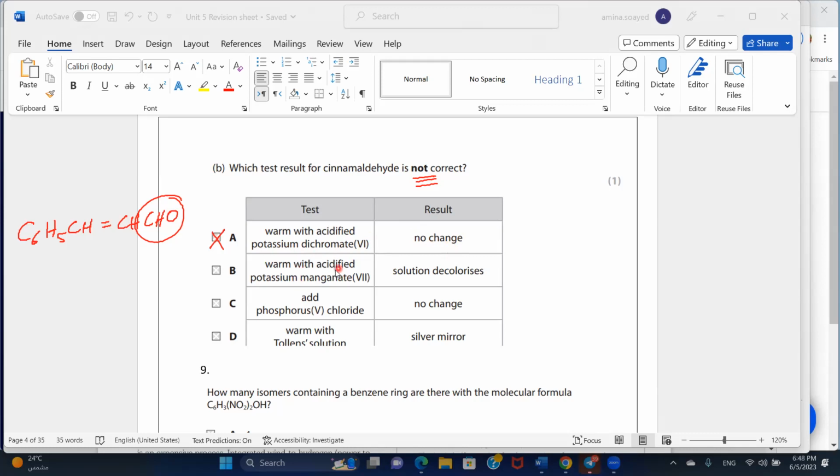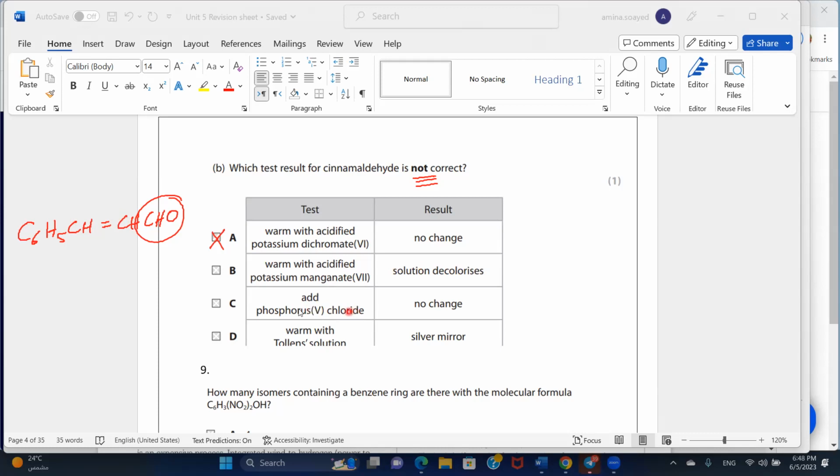But if we warm it with acidified potassium manganate, we know that the C double bond C has two tests. Either we add bromine water, where the color changes from orange to colorless, or we add acidified potassium manganate, where the color changes from purple to colorless as well. Because the potassium manganate oxidizes the double bond to an OH here and then OH on the other carbon. So the solution decolorizes. So this is a correct answer.